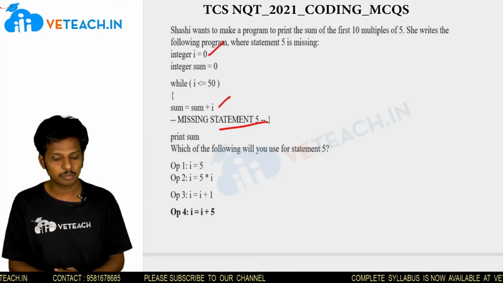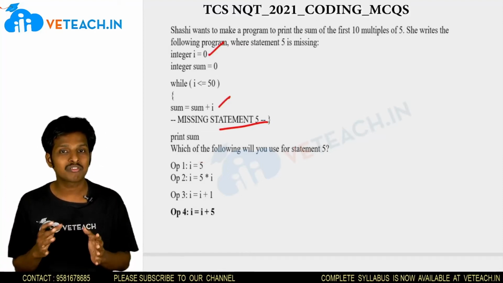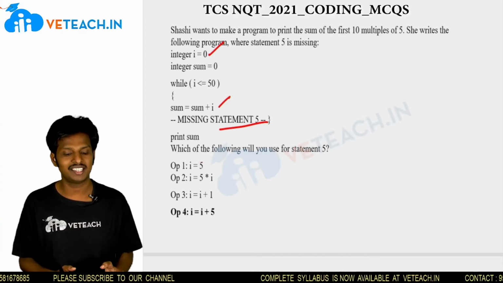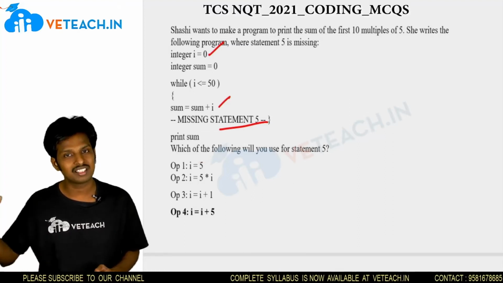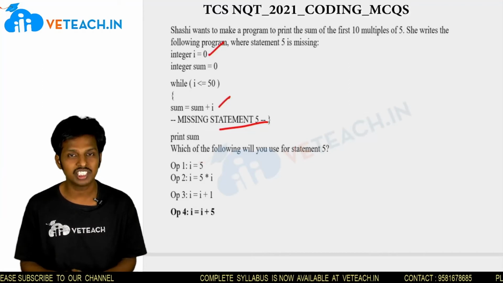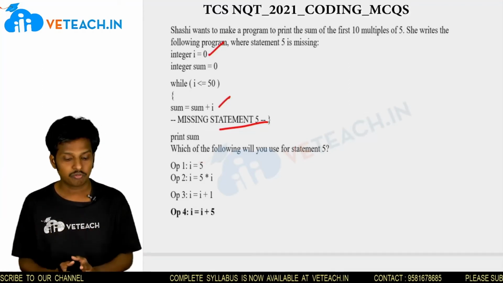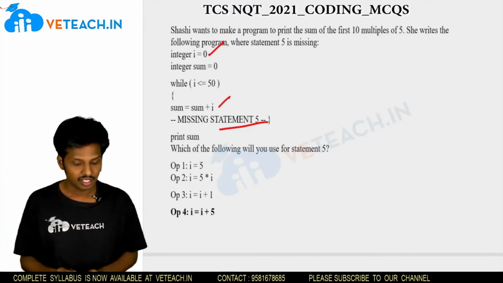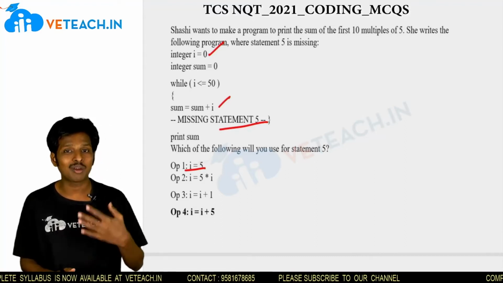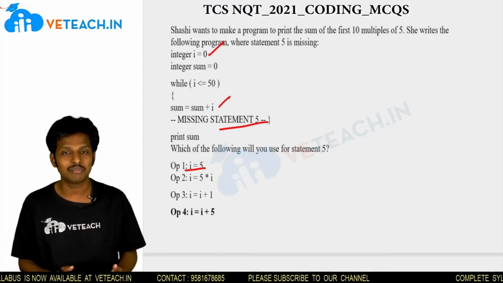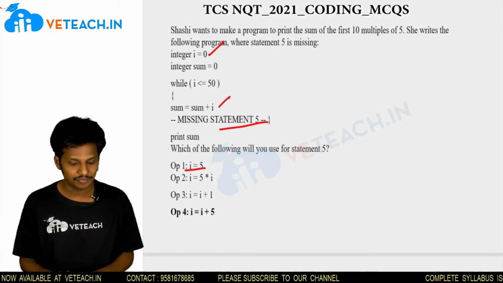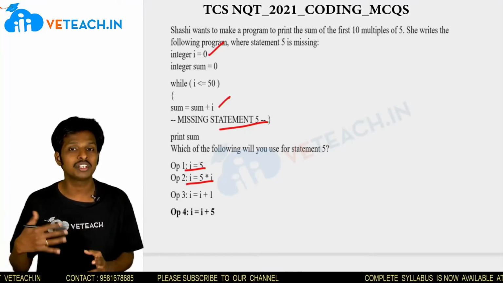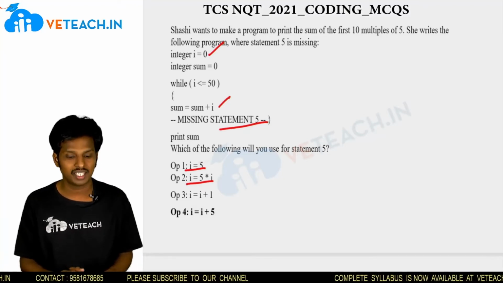The missing statement is 5. So what is the suitable statement that can be written here? The multiples of 5 will differ by 5 every time. If I just write I is equal to I plus 1, we are going to get the numbers 0, 1, 2, 3, 4, 5, 6, and so on until 50. But according to the question, they are asking us to find the sum of the first 10 multiples of 5. Each and every number has to differ by 5. I is equal to 5 means we are going to add only 5 every time. If I add 5 every time, we are not going to get 50 in any case. Next, I is equal to 5 star I is also not a suitable statement. 5 star I is going to multiply I with 5 every time. It's not the case.